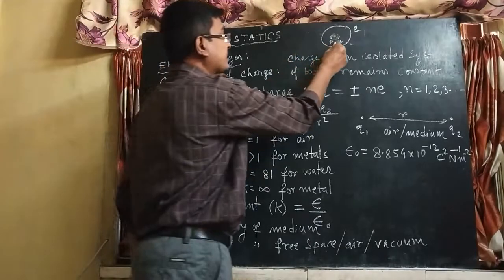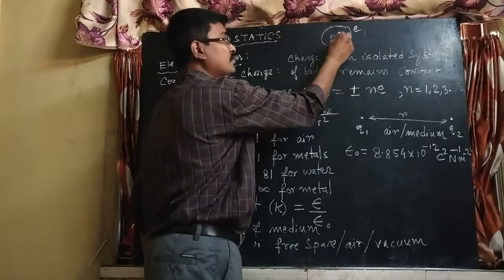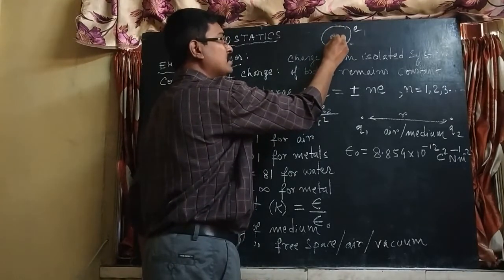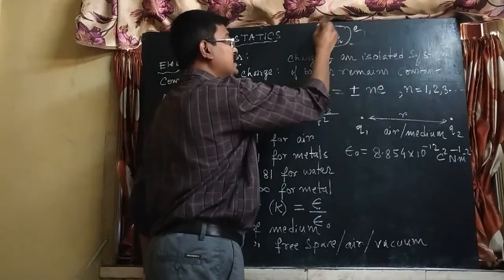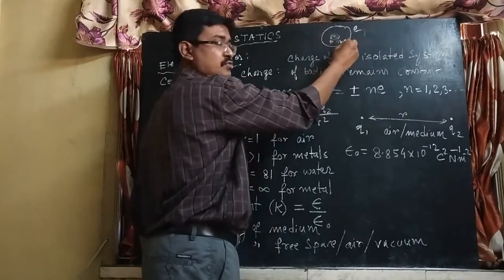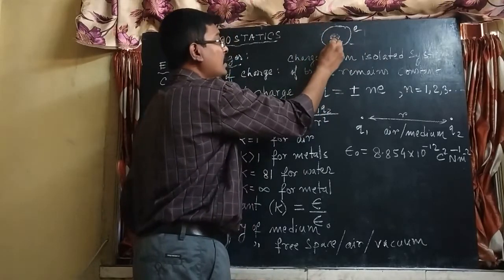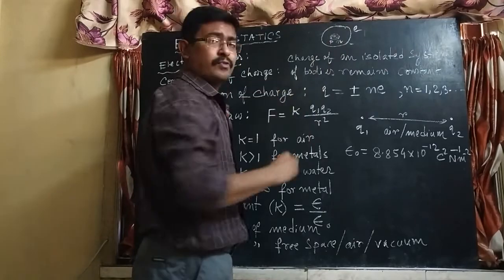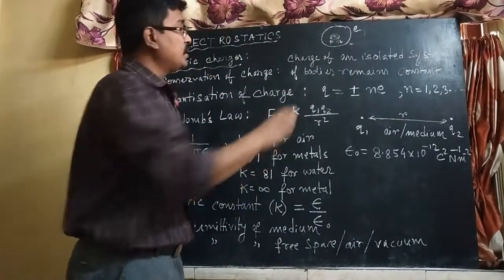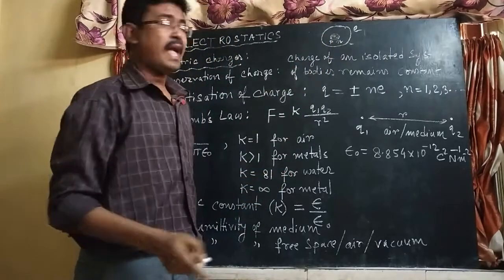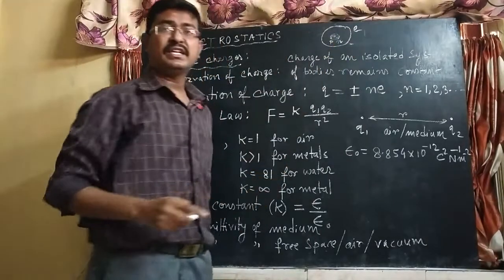An atom consists of the central nucleus. This is the central nucleus, and the electron is revolving around the nucleus. Now, the nucleus contains protons, which are positively charged. Neutron is neutral and electron is negatively charged.